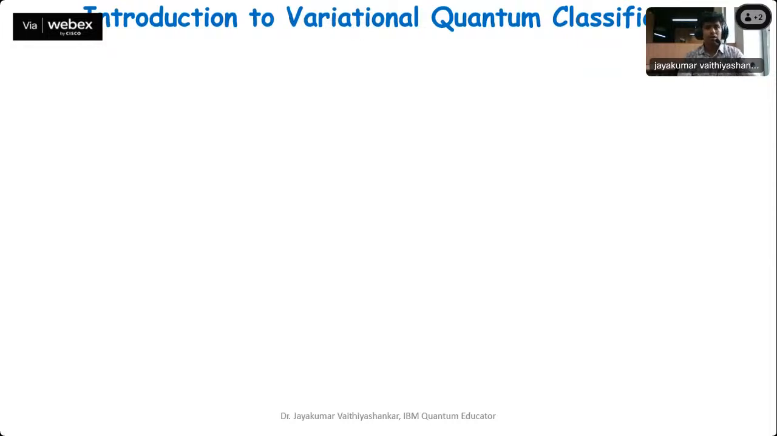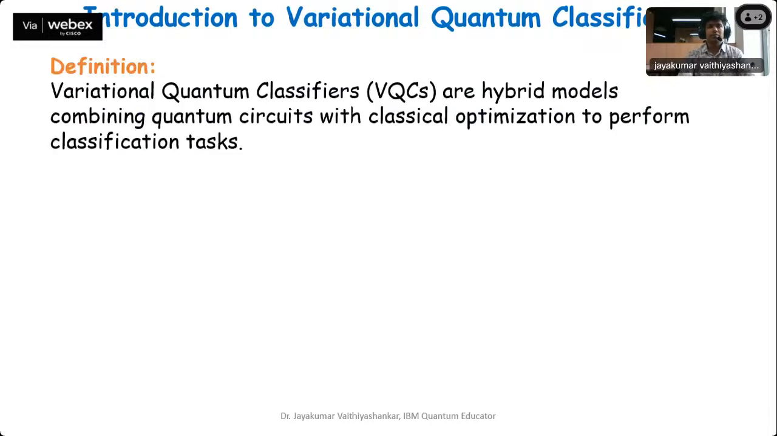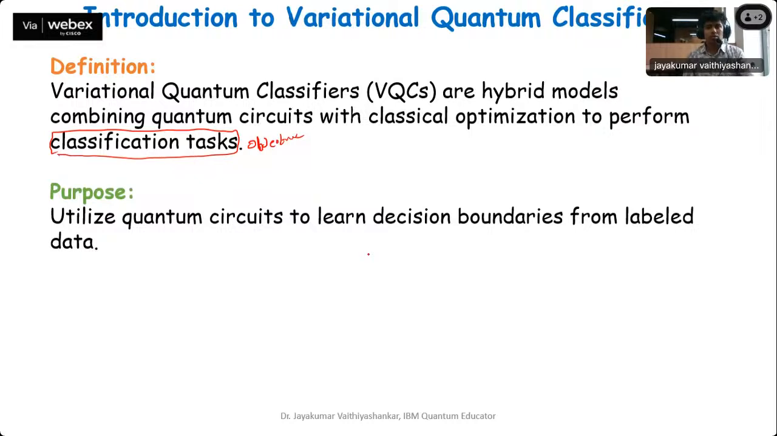I will reiterate once again the variational quantum classifier. What is the variational quantum classifier? It is a hybrid model, combining a classical circuit with a quantum circuit and classical optimization to perform a classification task. So this is our objective. By using this variational quantum classifier, we are able to learn the decision boundaries given from the labeled data.